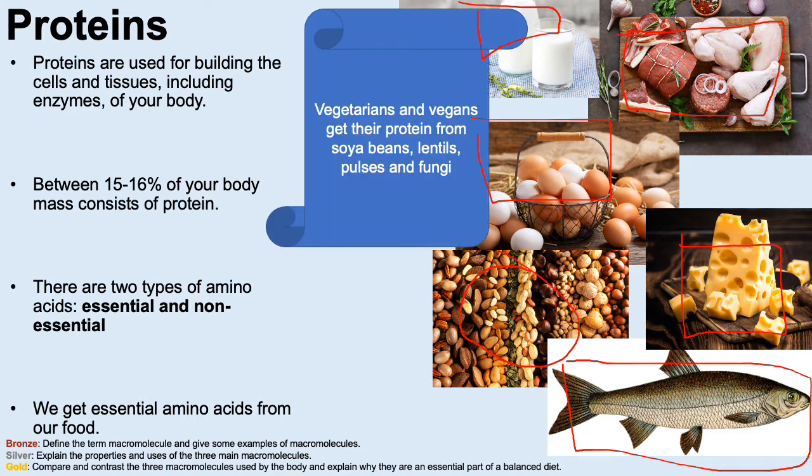So vegans and vegetarians get their protein from soybeans, lentils, pulses, and fungi. You may have heard of a company called Quorn, as in Q-U-O-R-N. But that's not vegan because it contains egg products. But vegetarians can eat this, and it is actually made out of fungi, so modified mushrooms and fungi to get as much protein in there as possible.